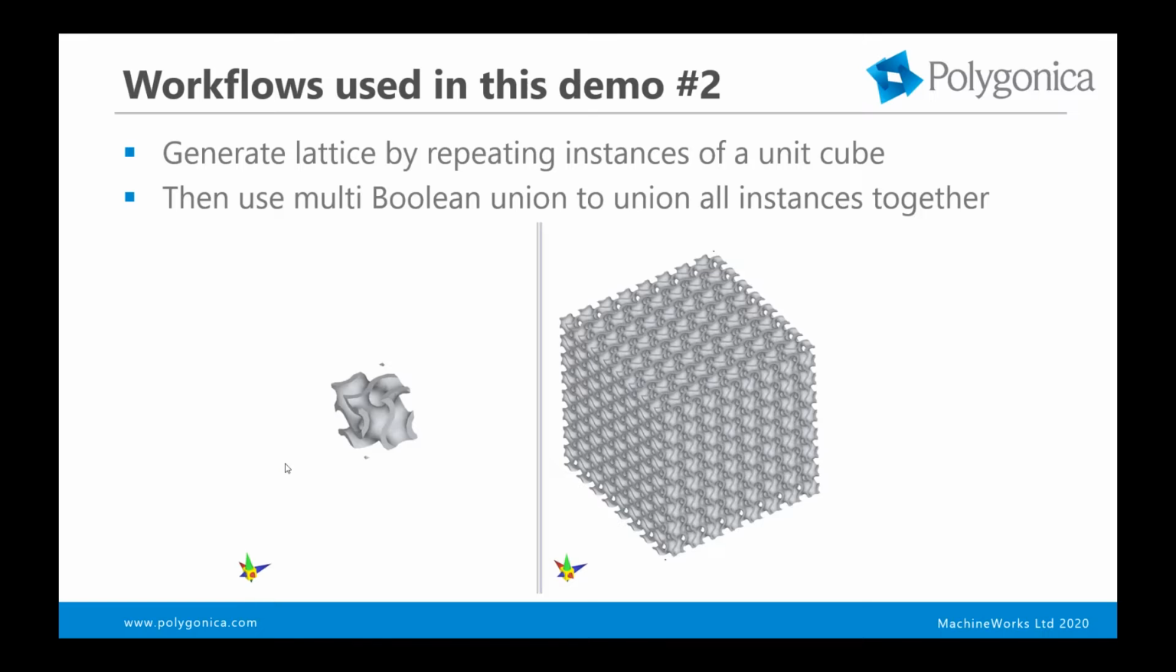A second way I've used is simply to create a variety of, if you like, unit cubes, and then reproduce those unit cubes as instances. So we don't copy the geometry, we just instance the geometry in space to create a much bigger unit cube representing the lattice, and then use the Multi Boolean Union to union them all together in a single operation. And then we can work with that and clip that against the part.